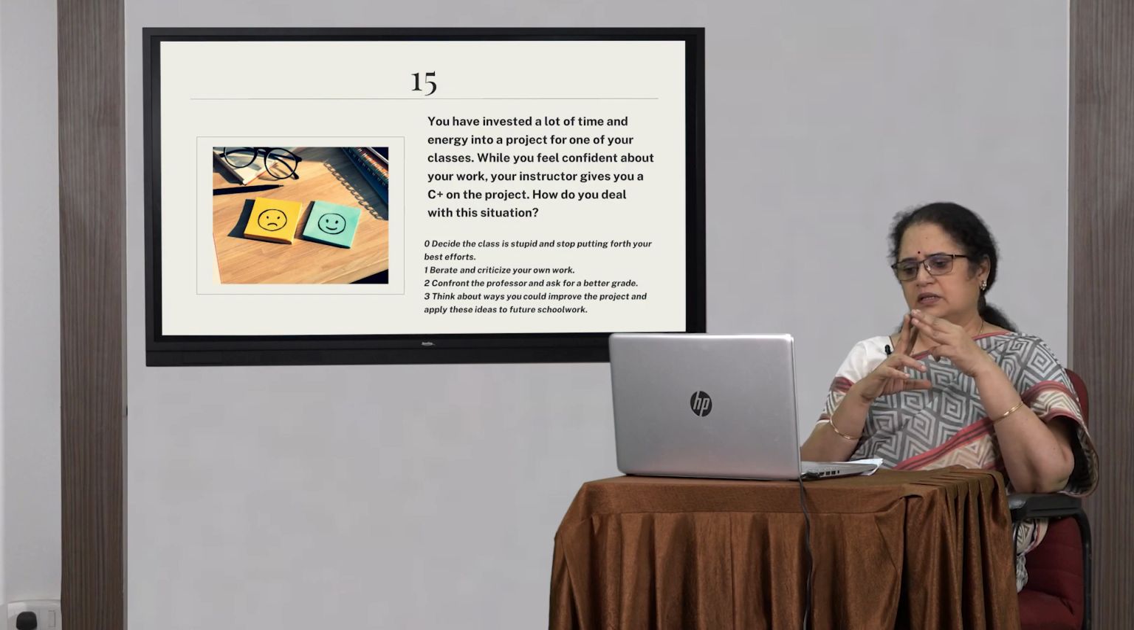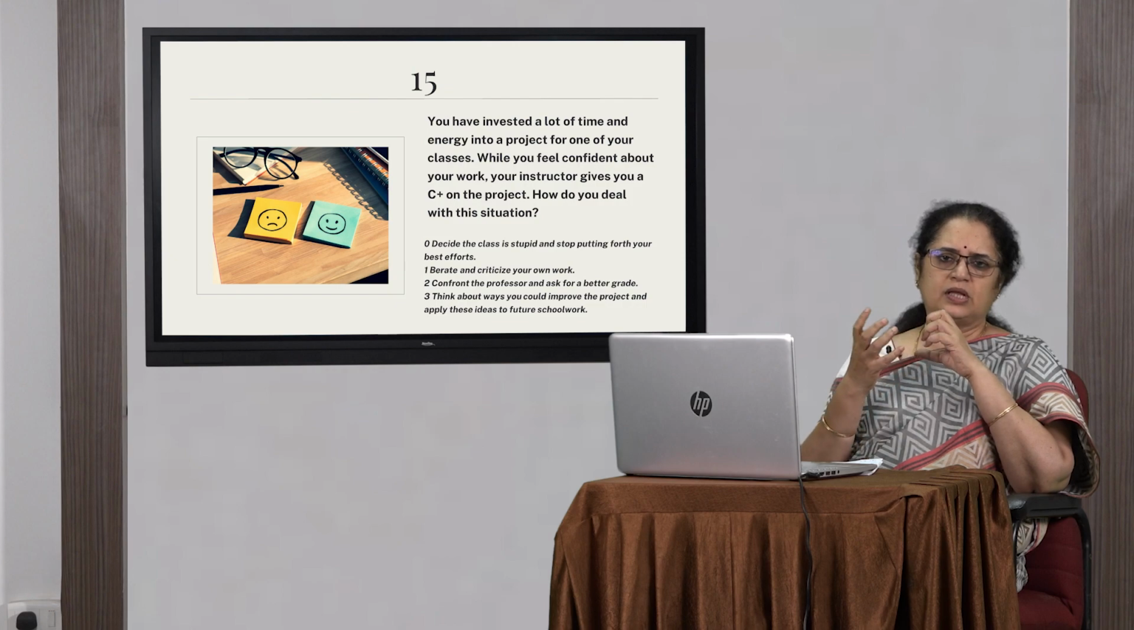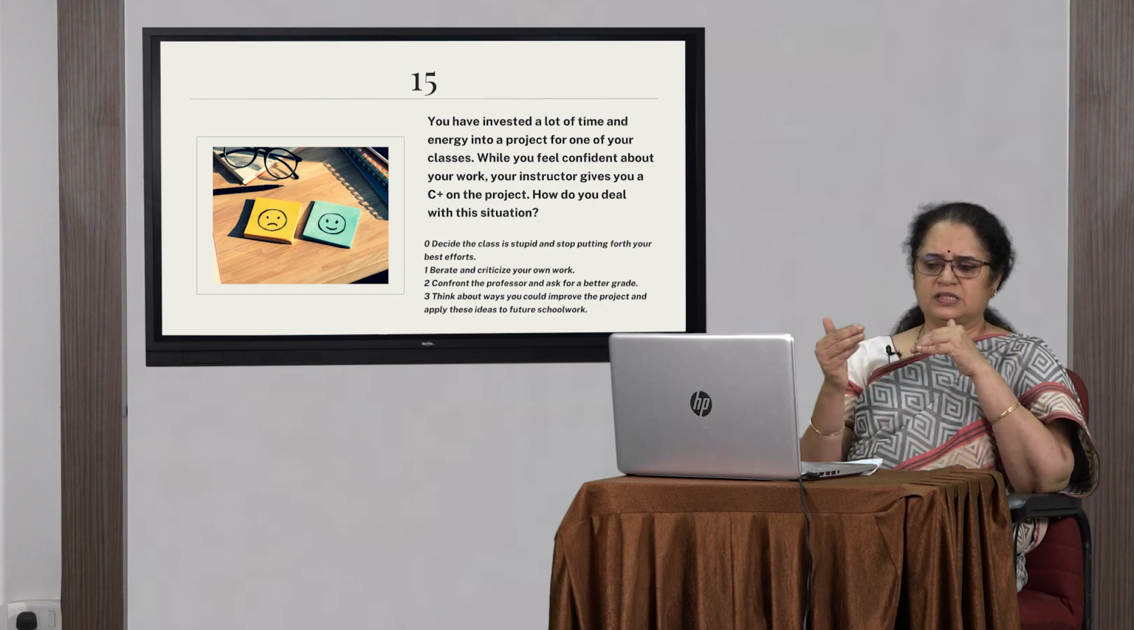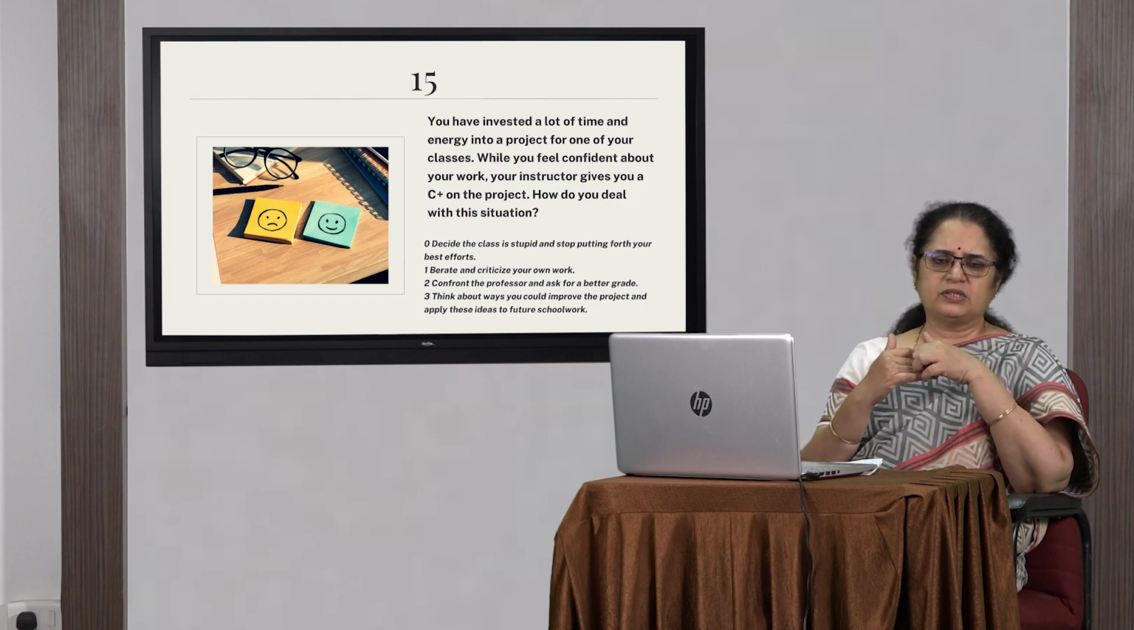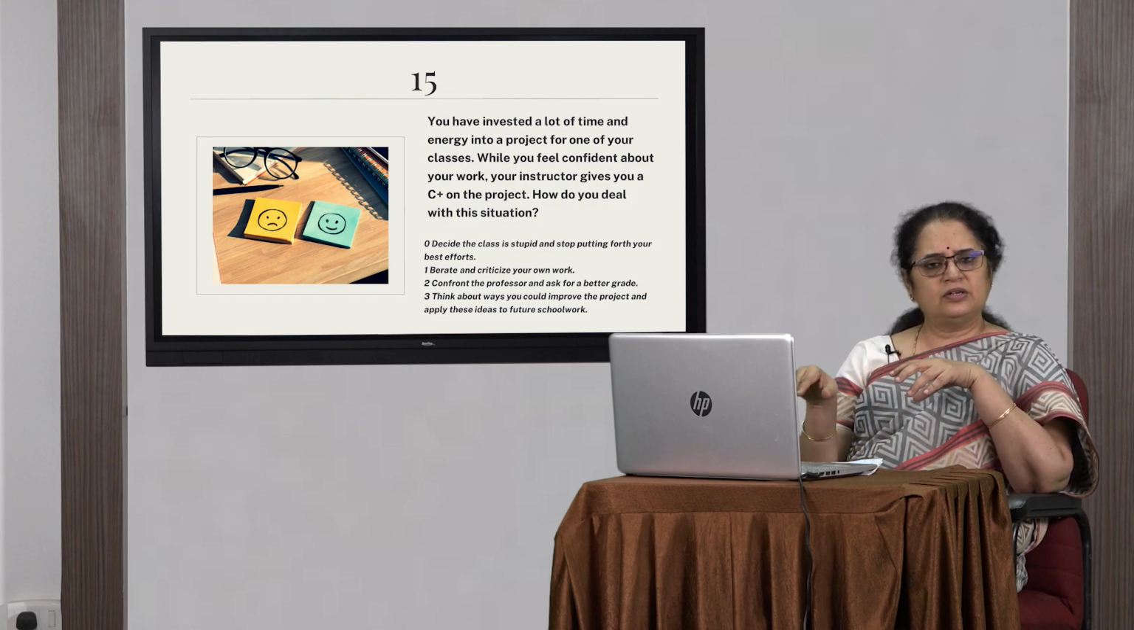And the third option, when you give yourself a 3, would be to think about ways you could improve the project and apply these ideas to future school work. So, the ideal emotionally intelligent person would be a mix of these last 2 points, where you actually get the feedback from your professor, try to understand what could have been done better, and then implement it in your next project. Or if they ask you to submit a new project, you will implement all the changes suggested in your next effort.